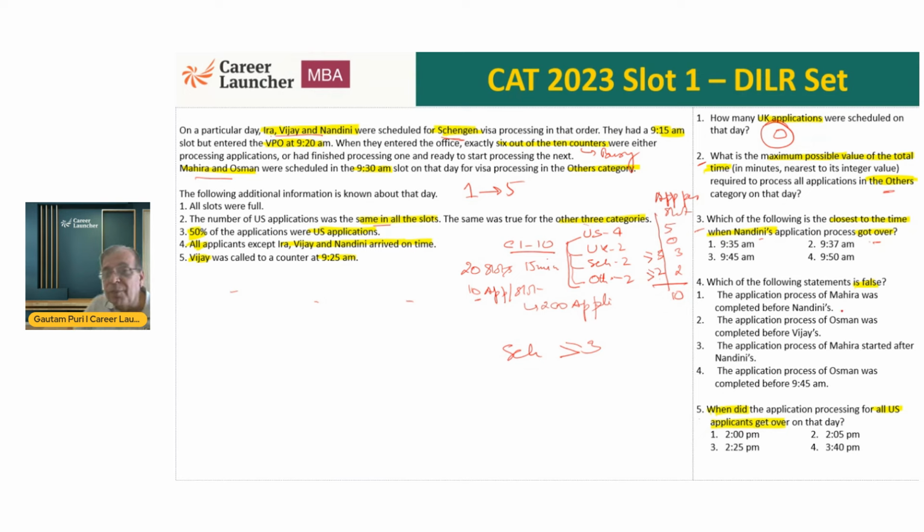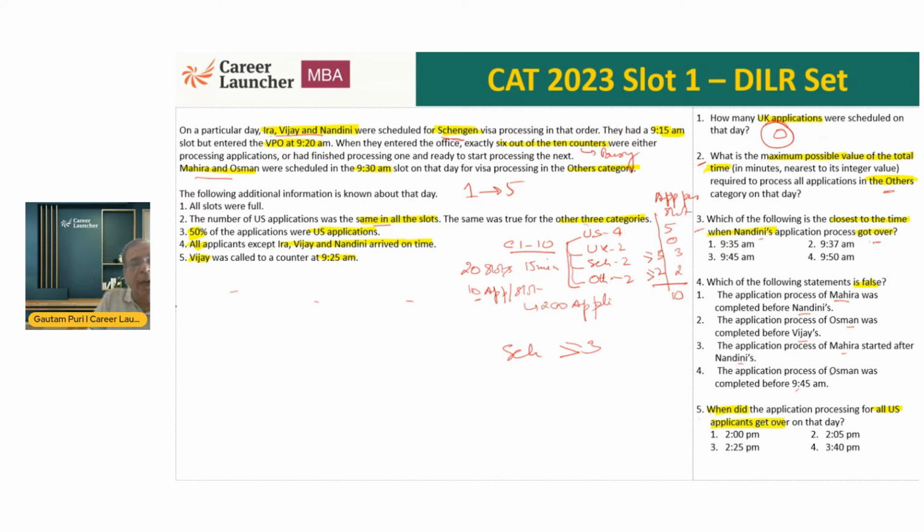Question number 4, what does it say? Okay, process of Mahira before Nandini. So they need the time, right? Osman before Vijay, Mahira after Nandini. For this, I need to solve. I need to find the processing time per application for others and Schengen only. Then I can do it.